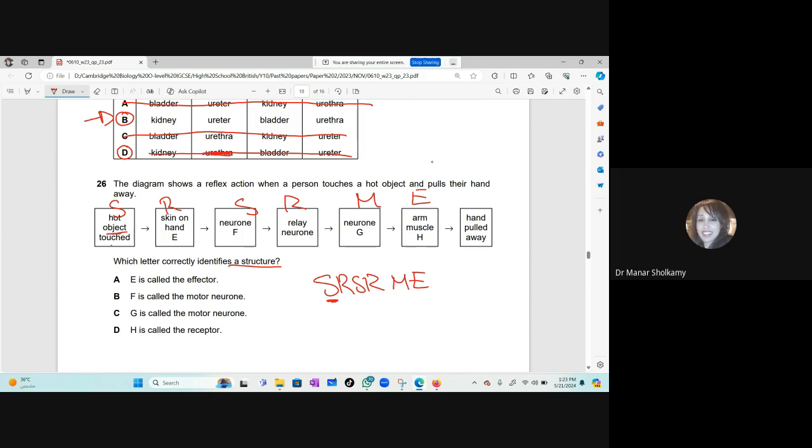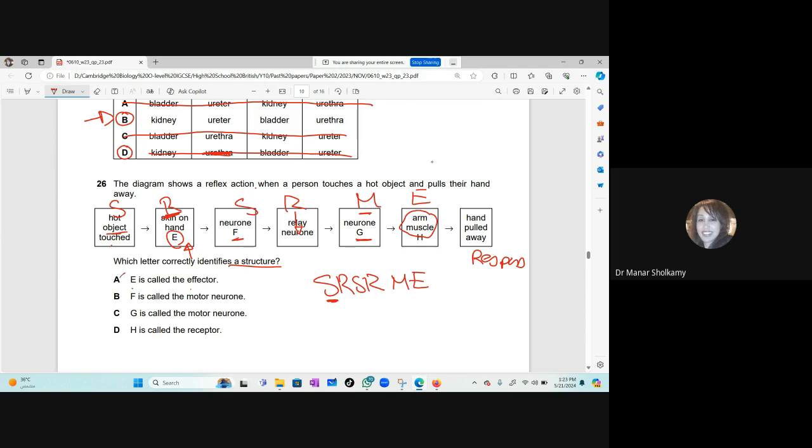And then the skin on the hand, E. The skin has receptors. And then neuron F is the sensory neuron. And then relay, we are in the correct order. Neuron G is the motor neuron. And then the effector is the arm muscle that will pull it away. This is the response. So which letter correctly identifies the structure? E is called the effector. Is E the effector? Right or wrong?